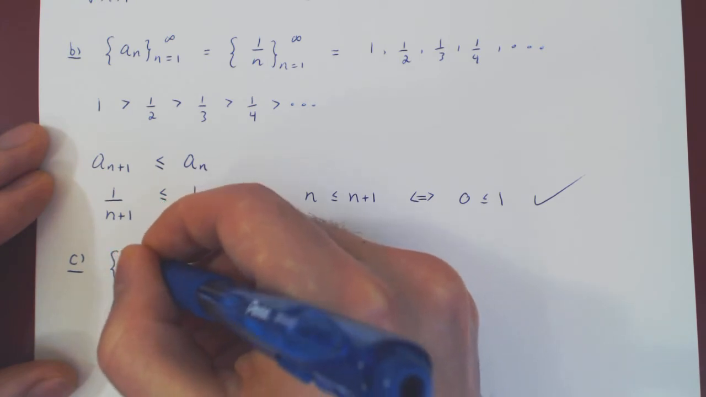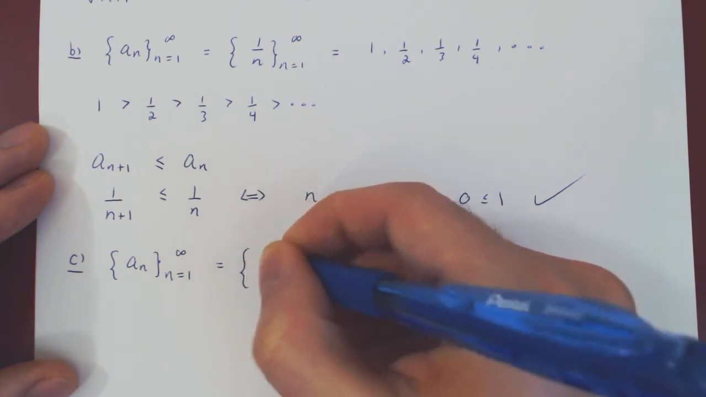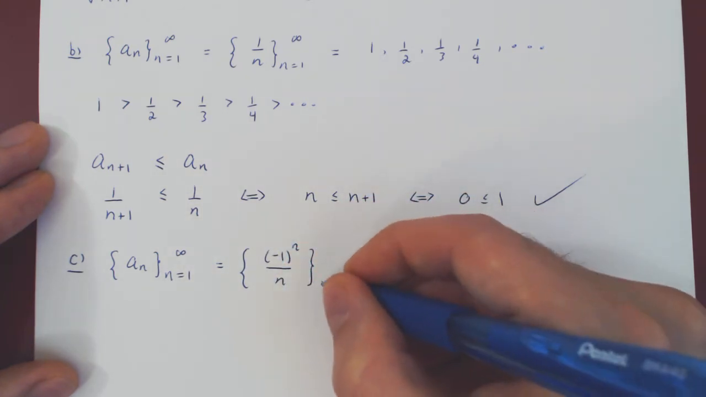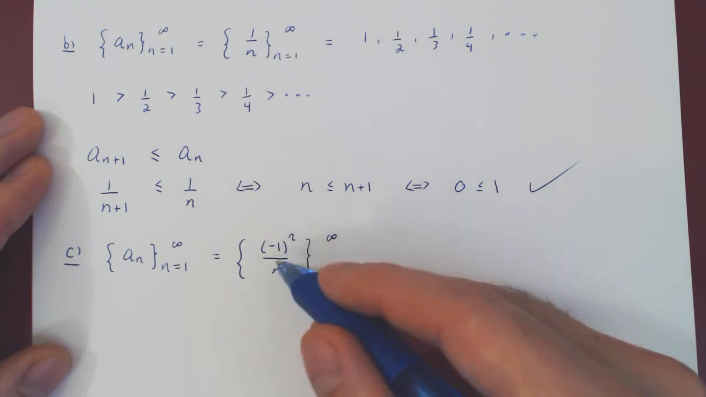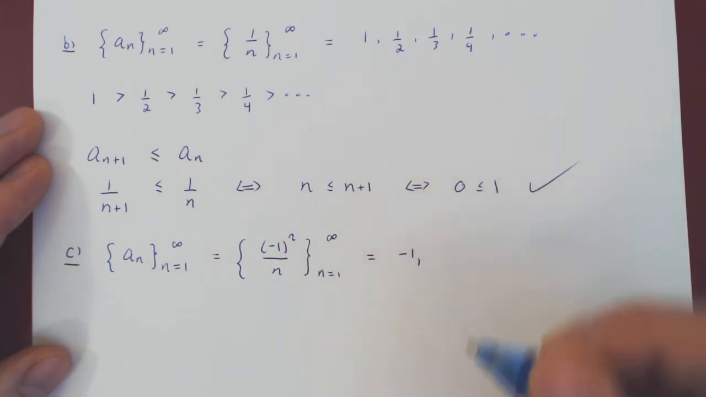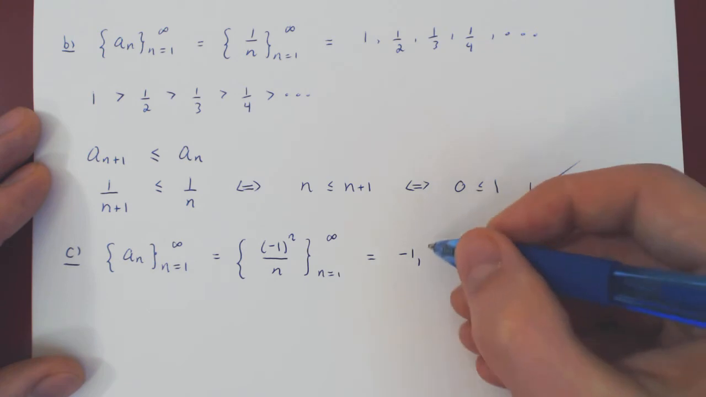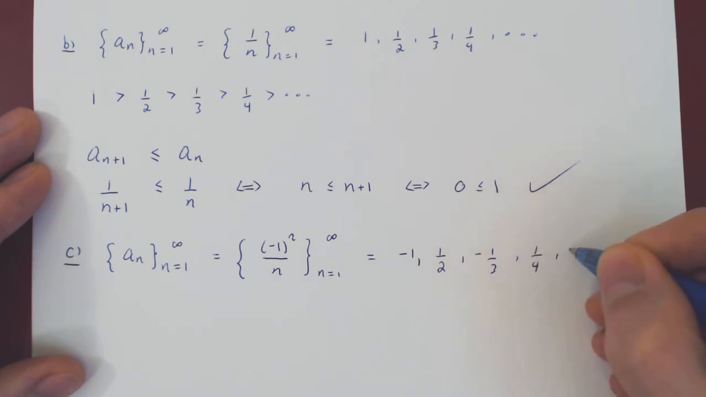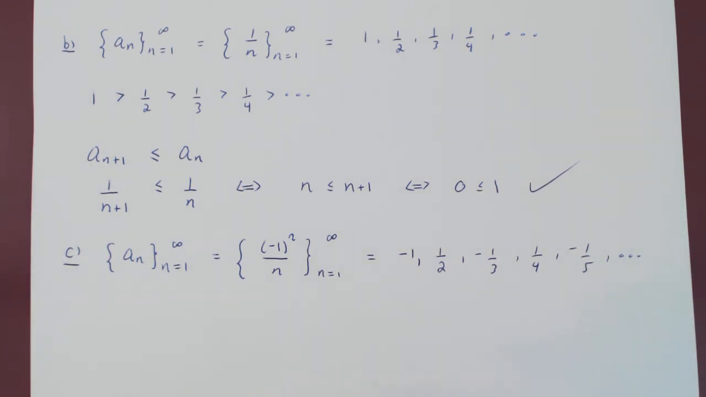What about this sequence? Negative 1 to the n over n. Well, let's write the first few terms and see what's happening here. When n is 1, we have negative 1 over 1, so negative 1. Then we'll have really just 1 over n, but this will alternate between positive and negative forever. So we'll get positive 1/2, negative 1/3, positive 1/4, negative 1 over 5, and so forth. So is this sequence monotonic? Is it either monotonically increasing or monotonically decreasing?